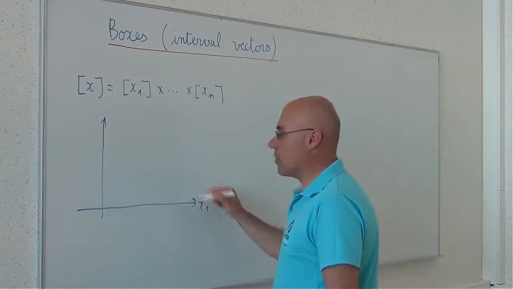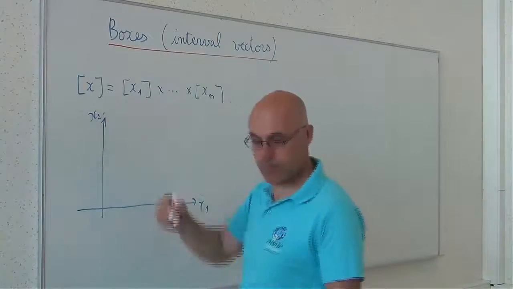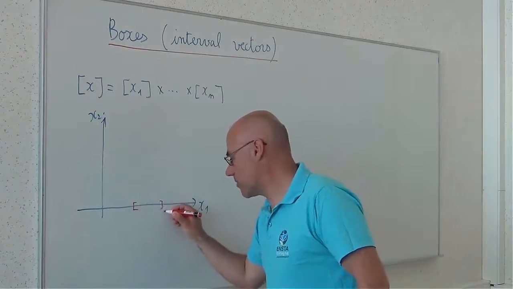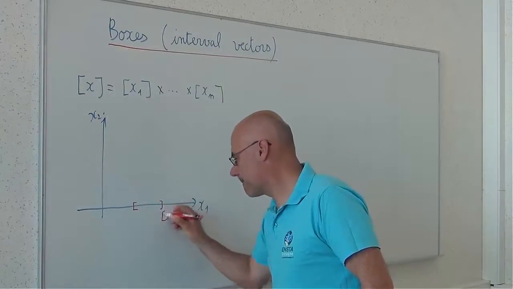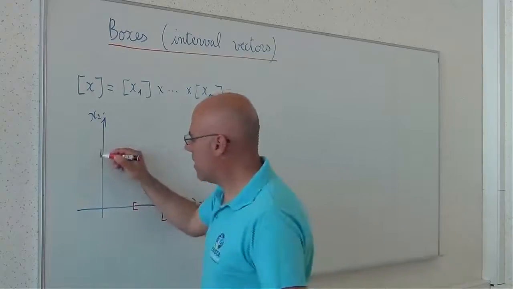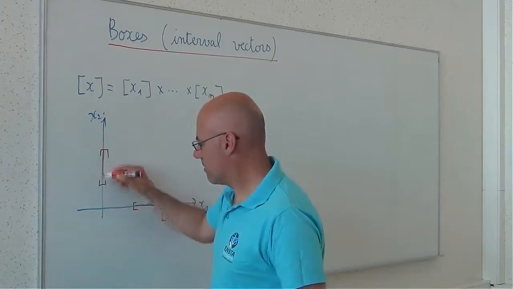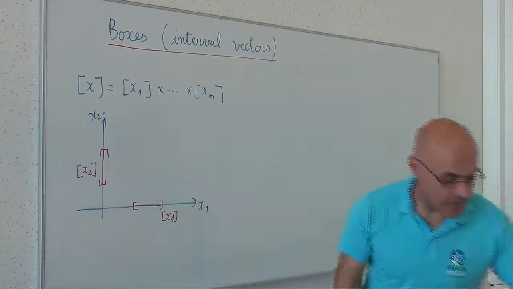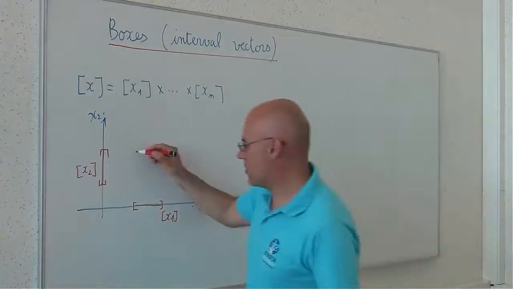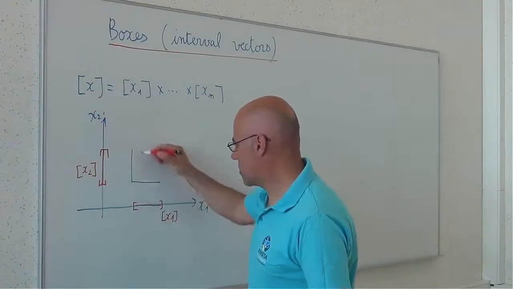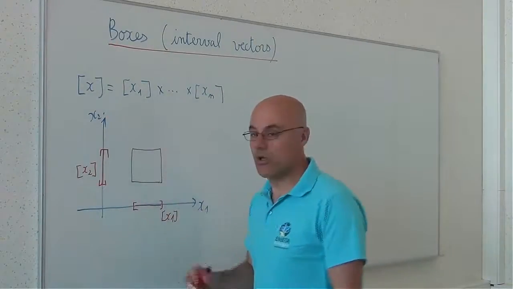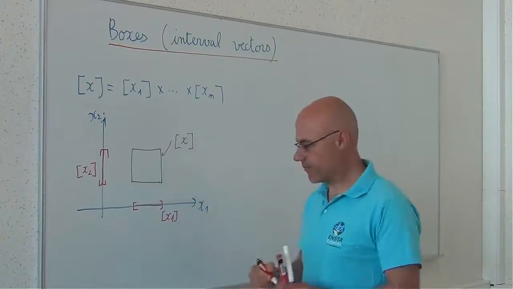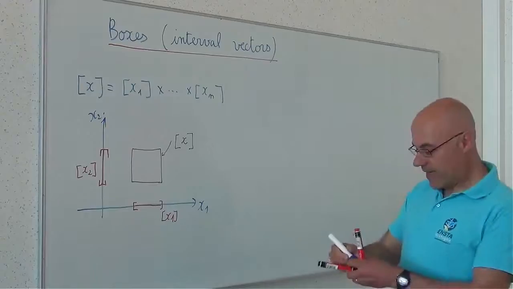I have x1, x2. I take here an interval x1 and an interval x2. The Cartesian product of these two intervals corresponds to this set, which is a box X.